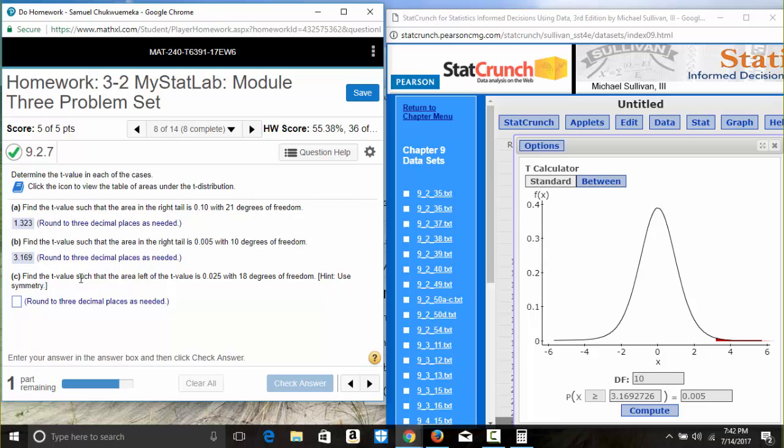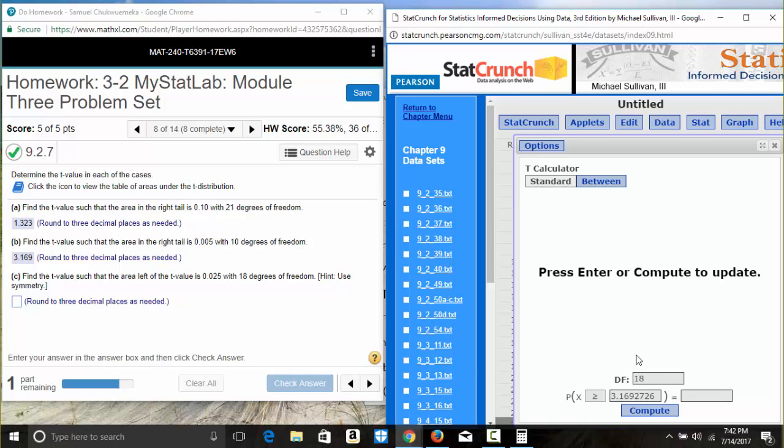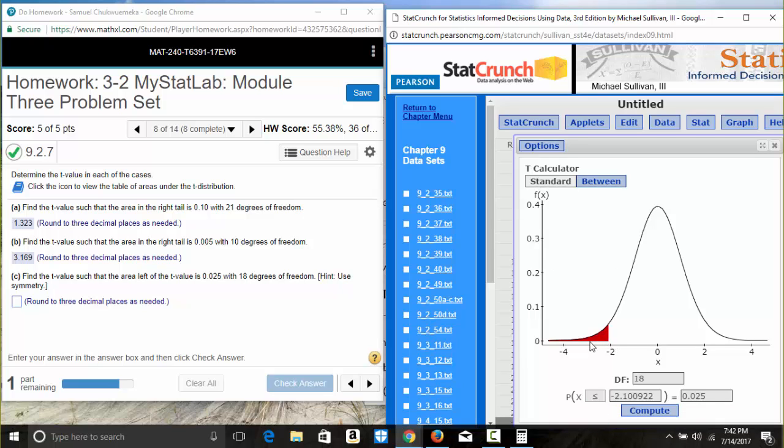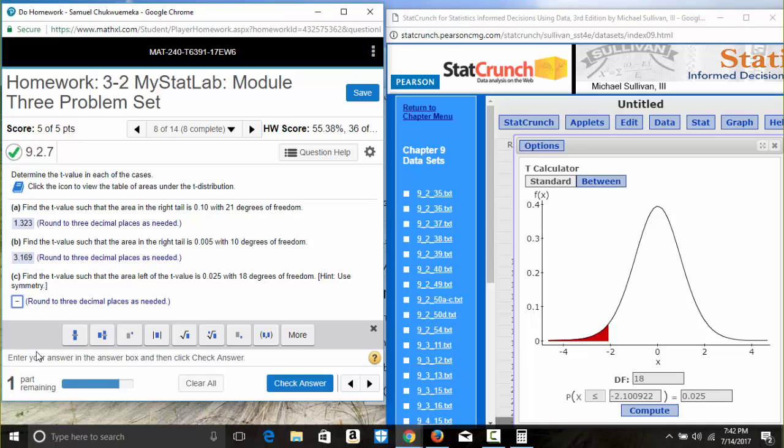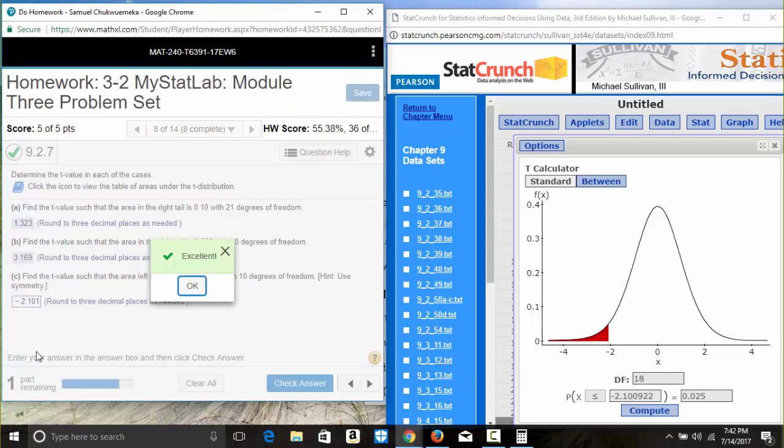Then the next question here, the C part, is left tail. So what we are going to do is change it to 18 degrees of freedom. And the area is 0.025. But they want us left tail. So this will be negative 2.101, to 3 decimal places.